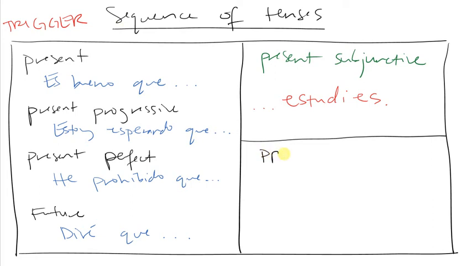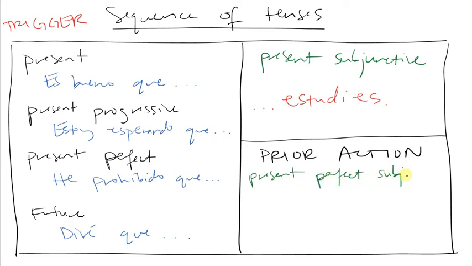If you are talking about a prior action, so if you are talking about something that already happened, then you're going to use the present perfect subjunctive. So the present perfect, remember, is haber, and the subjunctive is hayas, and then it's always followed by the past participle, which is -ado or -ido: que hayas estudiado. For example, estoy esperando que hayas estudiado. I am hoping that you have studied. Or just, I'm hoping that you studied. This is a prior action to whatever's happening right now. Es bueno que hayas estudiado. It's good that you have studied, or it's good that you studied. This is a prior action to this.